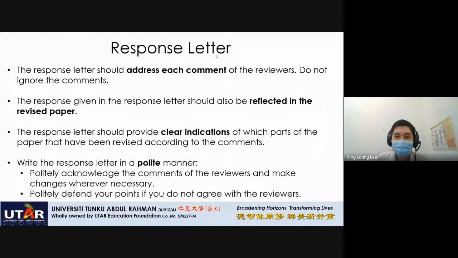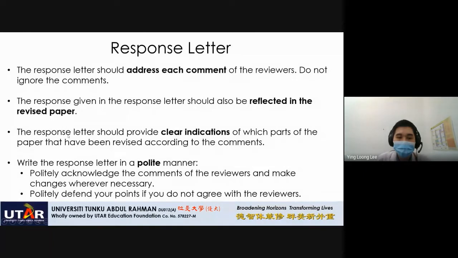The response letter should address each comment of the reviewers. My advice is not to ignore any comments. You should address each comment, and the response given in the response letter should also be reflected in the revised paper. That means when you rebut or address a certain comment of the reviewer, you should also make the changes in the paper, not leave it just as a reply in the response letter. You should also make the revision in the paper.